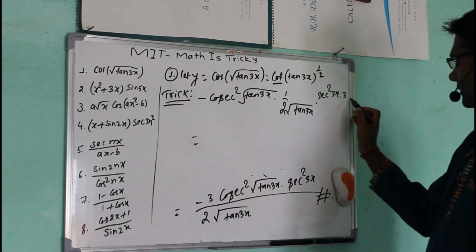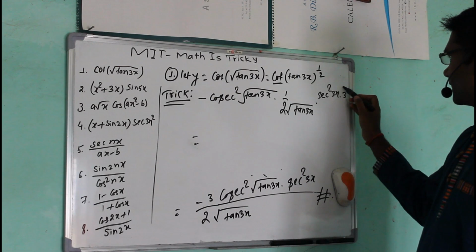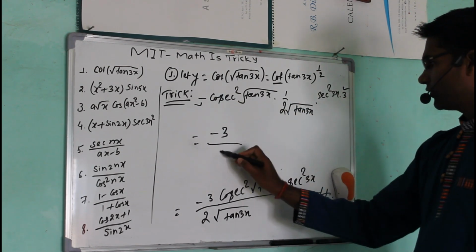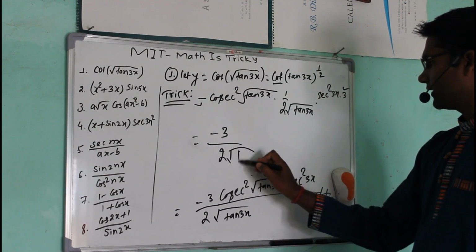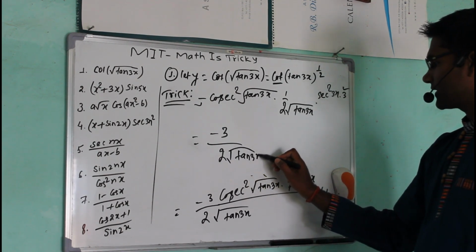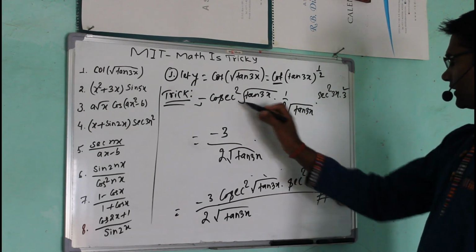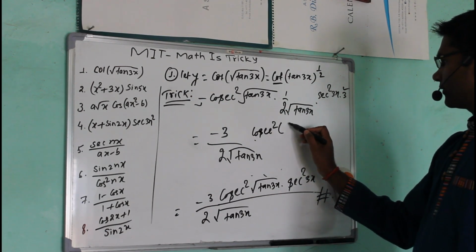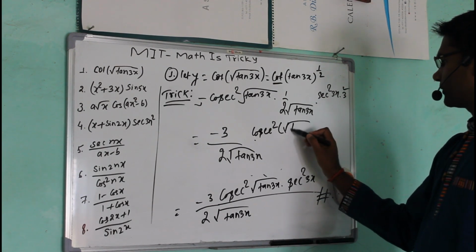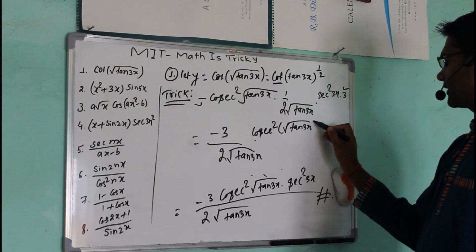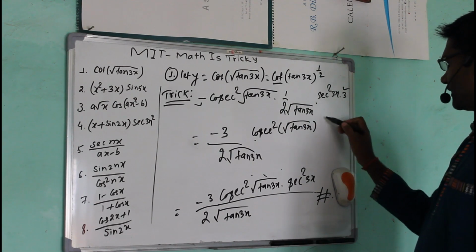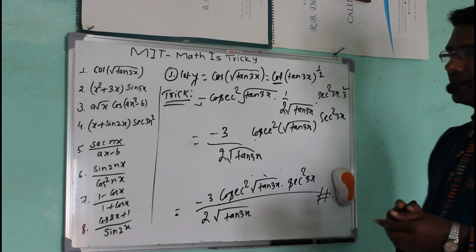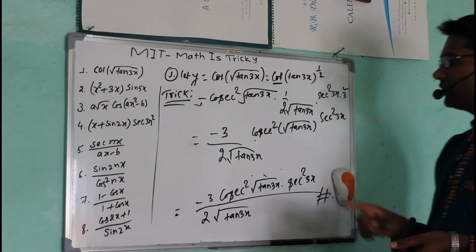Just arrange this: minus 3 here, and this minus will give minus 3, and then by 2 root tan 3x into cosec square root tan 3x, you can see cosec square is again there, then sec square 3x. So we can write the answer within just a second also. Okay, if you understood this.